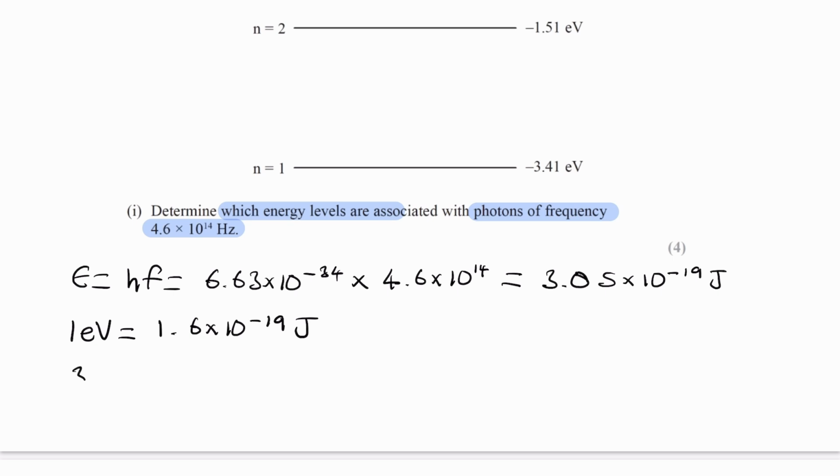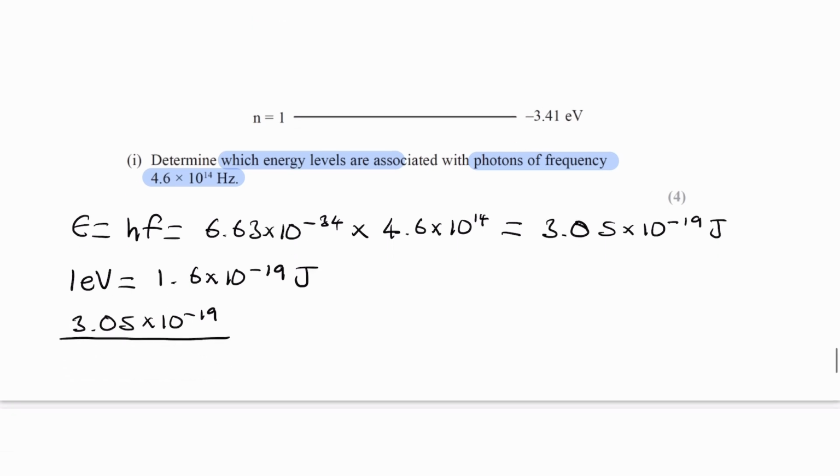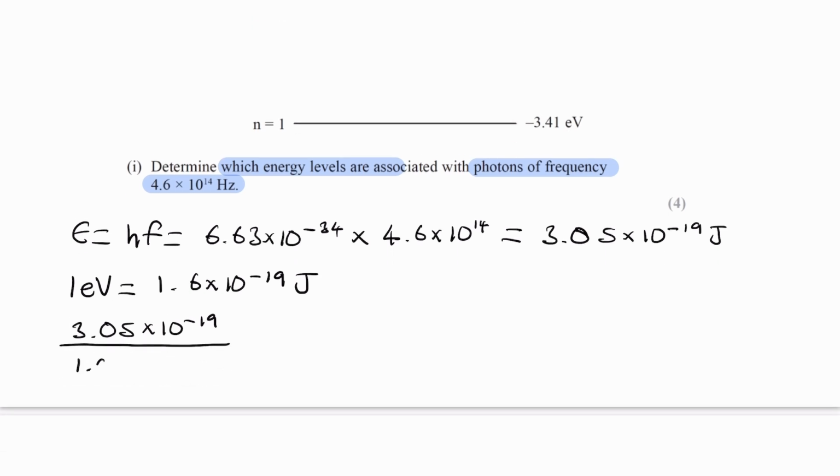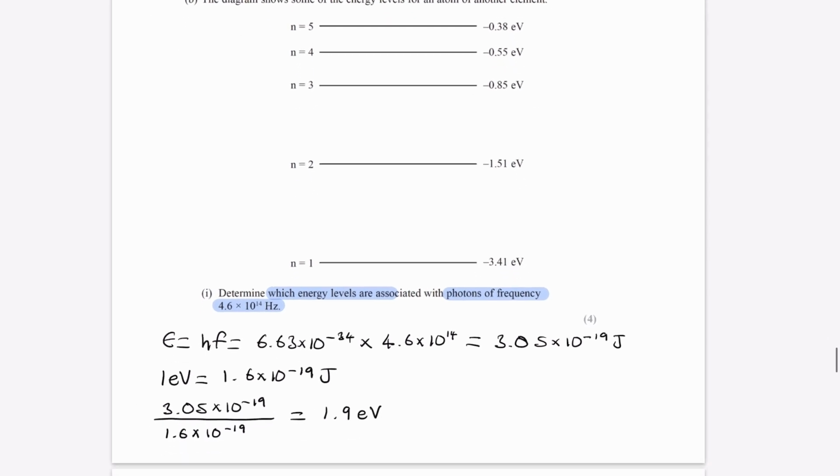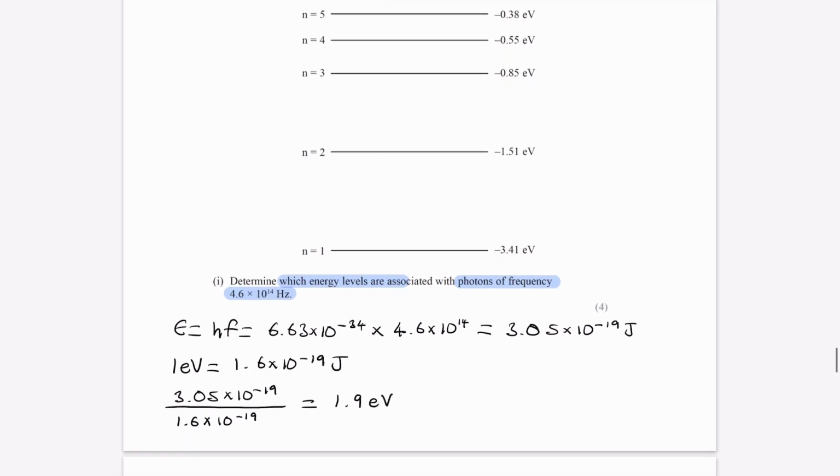So we do the 3.05 times 10 to the minus 19, that's the total energy that we have for this photon, divide it by the energy in joules of one single eV, and that gives us how many electron volts we have. So that is 1.9 to 2 sig figs. And then we look back at our energy level diagram, and we see which of these transitions has a difference of 1.9 eV. Well, we discussed this in part A.